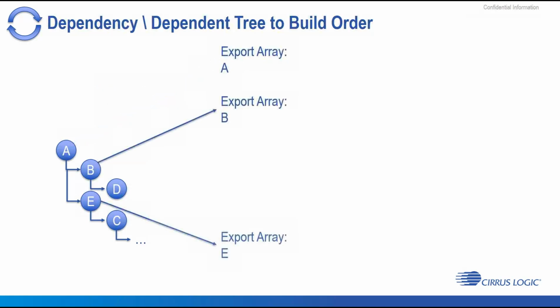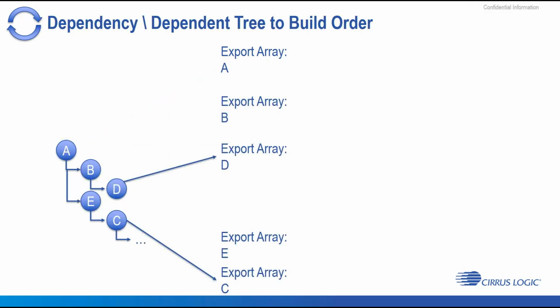And then I recurse. I make more arrays. Export array for B, export array that contains E. And I recurse again. Export array D, export array C. Now I go back up the tree, and I concatenate these arrays. Right?